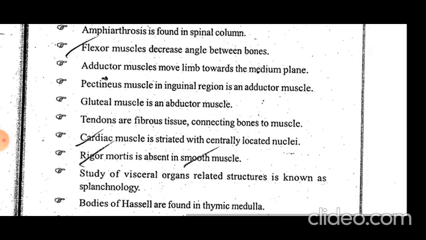Cardiac muscle is striated with centrally located nuclei. Rigor mortis is absent in smooth muscle. No one checks the smooth muscle, such as lungs, liver, spleen, pancreas, for rigor mortis. Everyone checks rigor mortis within the skeletal muscles mostly, such as the bicuspid valve, biceps, etc.